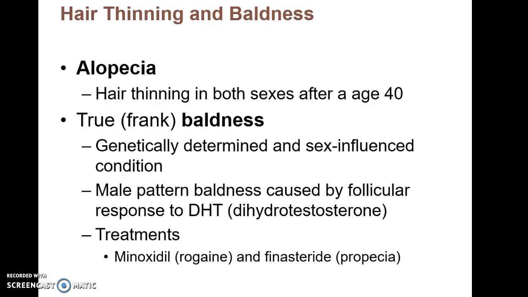All right, alopecia is hair thinning in both sexes, usually after the age of 40. For men, it's considered true baldness. It's genetically determined and a sex-influenced condition. Some of the treatments that have been used are Rogaine. Originally, how they discovered Rogaine is that it was used as a high blood pressure medicine, and then the side effect is that it stimulated the regrowth of hair in some men and women.